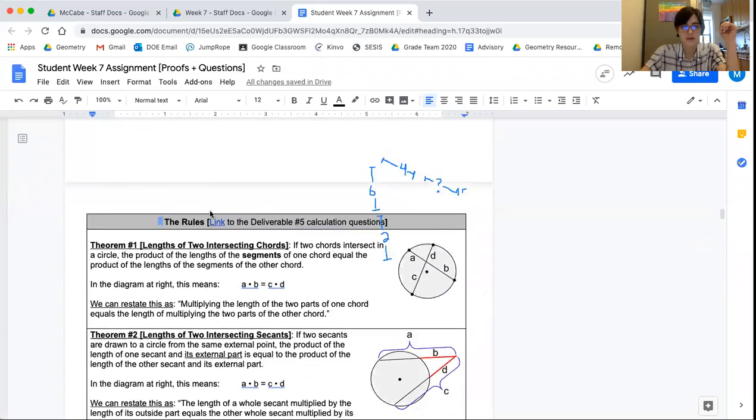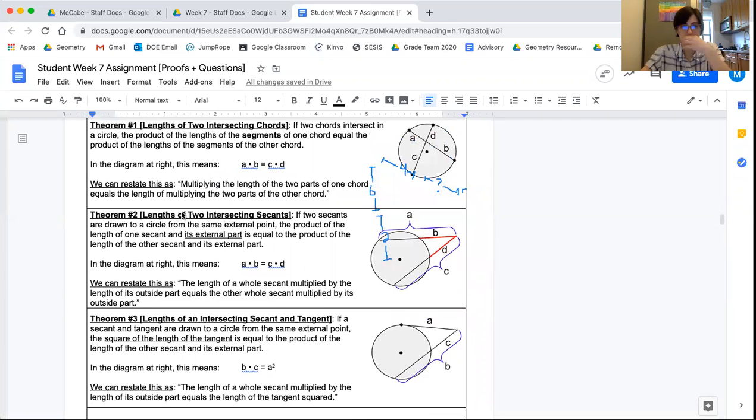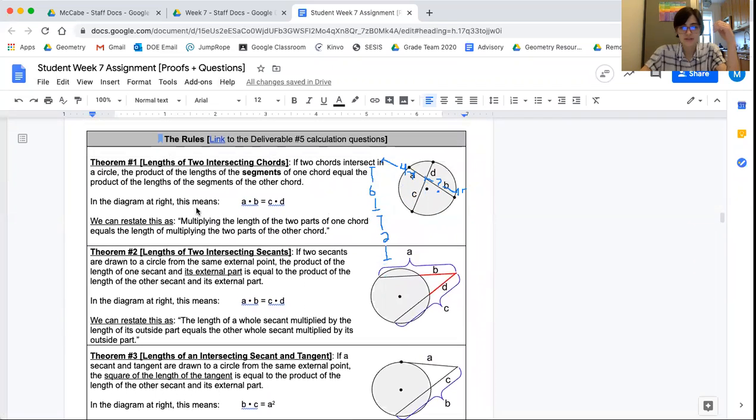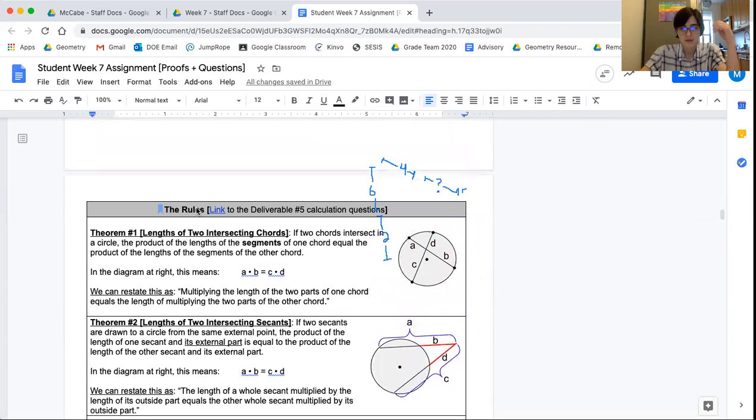and look at our theorems, or click that link to come up, I need to find a theorem that matches the diagram I have going on. If you remember your diagram or look down at the diagram you drew, I had 2 secants. So which theorem matches with 2 intersecting secants? Theorem 1 is about intersecting chords? No. Theorem 2, lengths of 2 intersecting secants. So I know I'm working with this theorem 2.